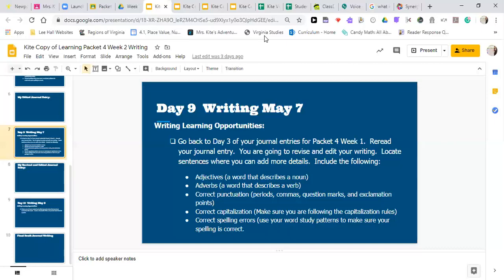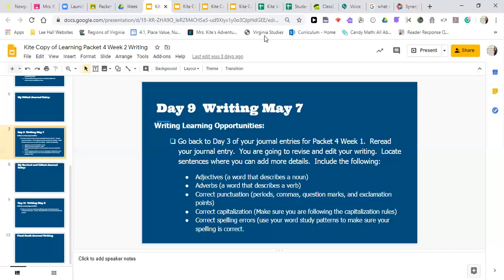Adverbs. These are words that describe a verb. A verb is an action word. So it's anytime we take an action. To run. Running is a verb. Walking, a verb. Writing, a verb. An adverb describes that verb. So if I'm sitting here and I'm writing by hand. If I say I am writing neatly, neatly is an adverb.